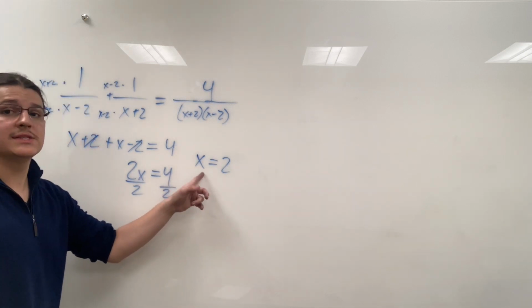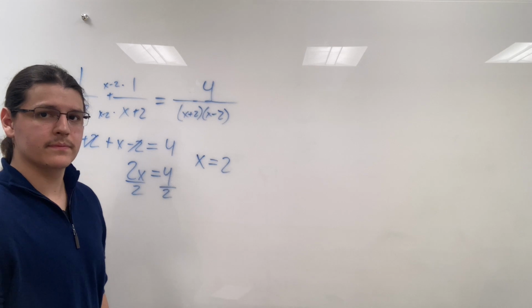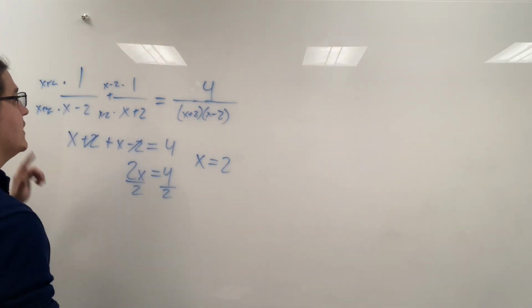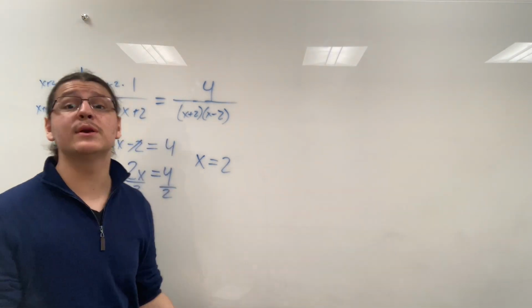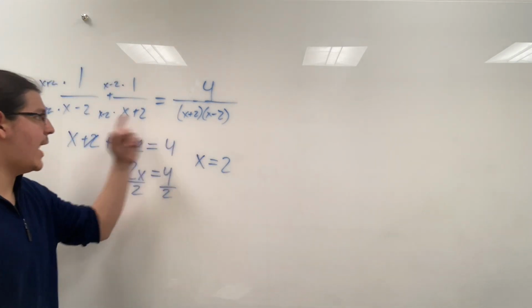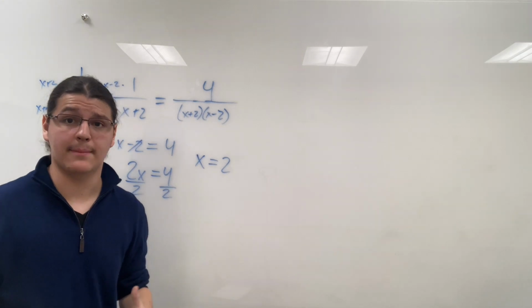Now this is an extraneous solution. But why? You see, if we were to plug x back in, in all those other equations we did last video, they'd be equal to each other. But here, if we plug in 2 for x, something that we don't like would happen.